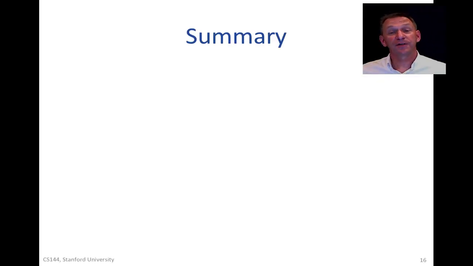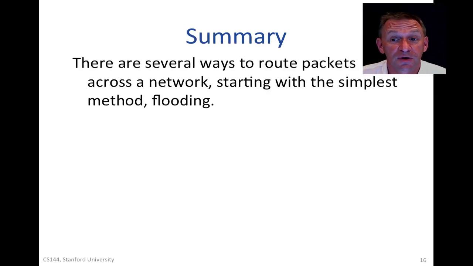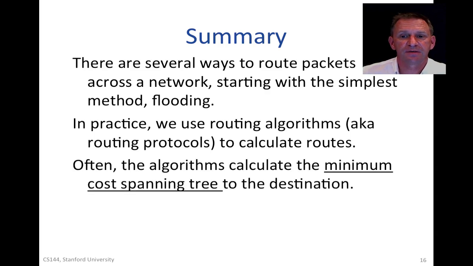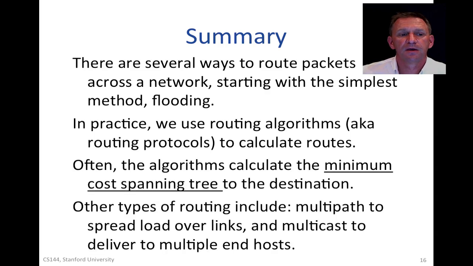So in summary, there are several ways to route packets across a network, starting with the simplest method, flooding. In practice, we use routing algorithms, also known as routing protocols, to calculate the routes and populate the forwarding tables. Often, the algorithms calculate the minimum cost spanning tree to the destination, and we're going to see lots of examples of that soon. Other types of routing include multipath to spread traffic over links, and multicast to deliver to multiple end hosts. That's the end of this video.